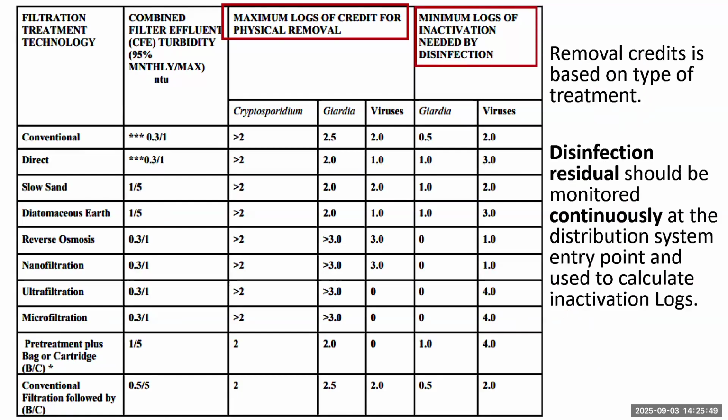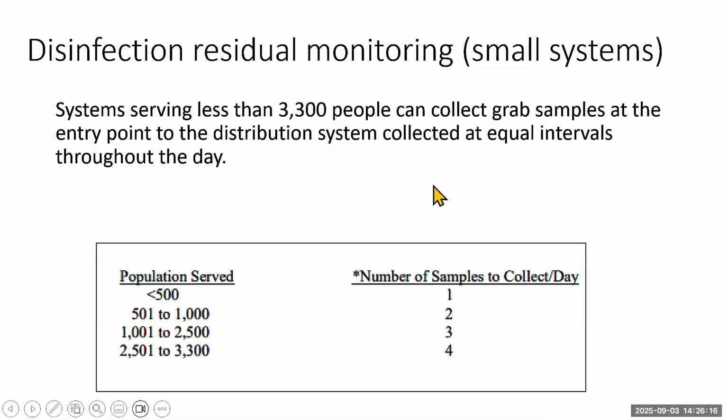So it also shows the minimum logs of inactivation needed for disinfection. So if we're getting 2.5 of our 3 for Giardia from our treatment, we're going to need a half from disinfection. And if we're getting 2 for viruses here, we need a total of 4. We need to get 2 more from chlorination. So those are the most common ones.